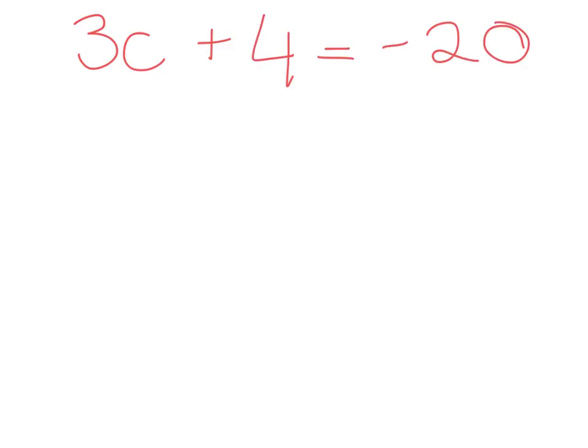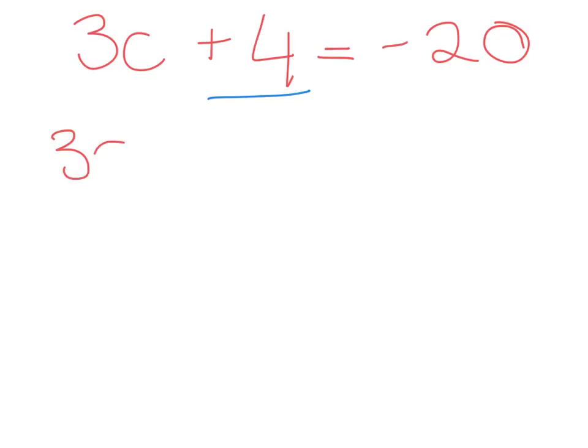Let's do another one of those. So say I have 3c plus 4 is equal to minus 20. So, again, I have to do something to that plus 4 because I want the 3c to be left by itself. So the easiest way to get rid of that is to take it away.